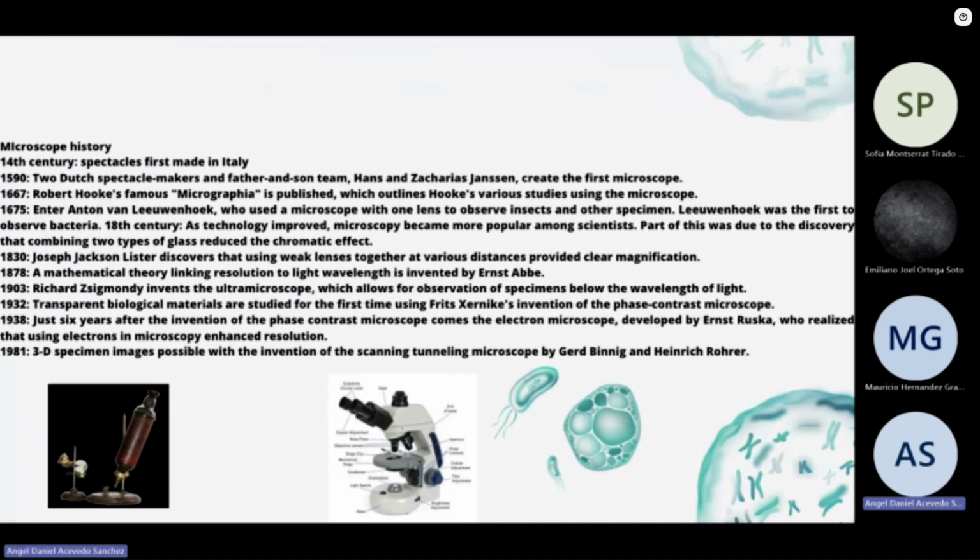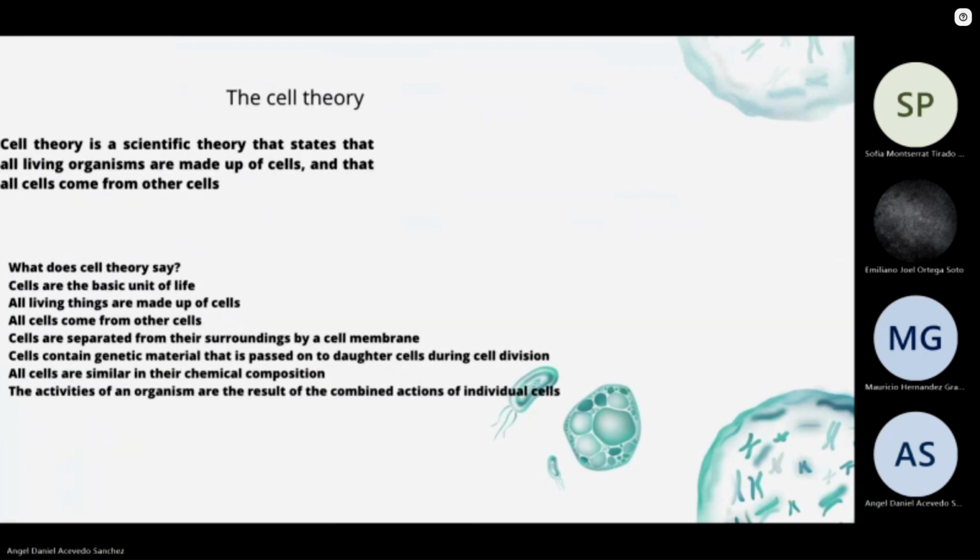In 1938, just 6 years after the invention of the phase contrast microscope, comes the electron microscope, developed by Ernst Ruska, who realized that using electrons in microscopy enhanced resolution. In 1981, 3D specimen imaging became possible with the invention of the scanning tunneling microscope by Gerd Binnig and Heinrich Rohrer.